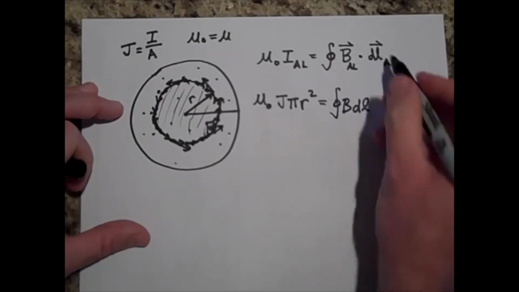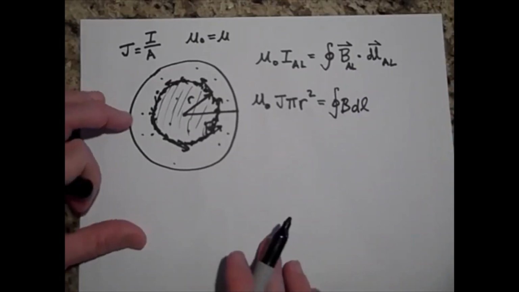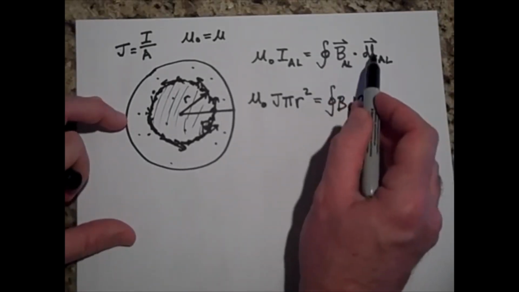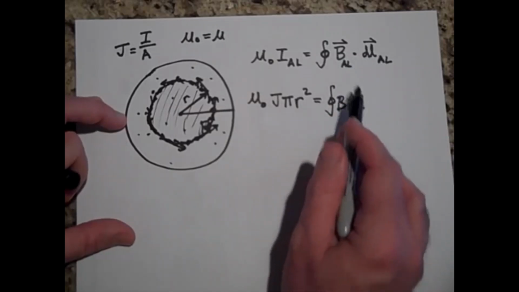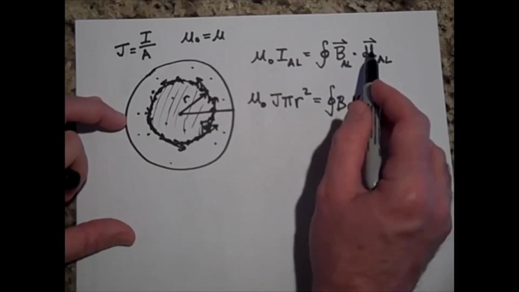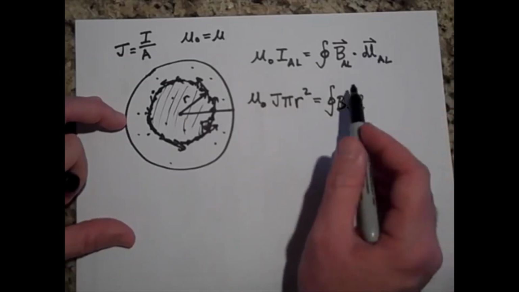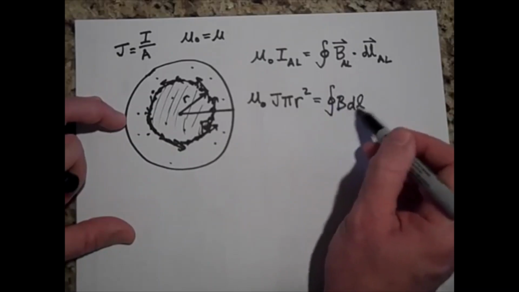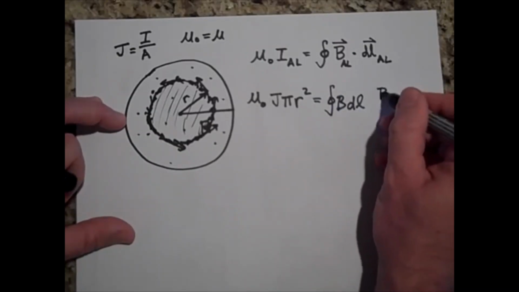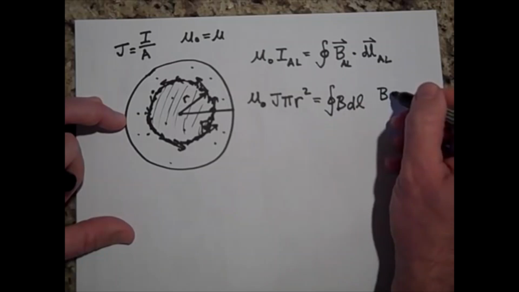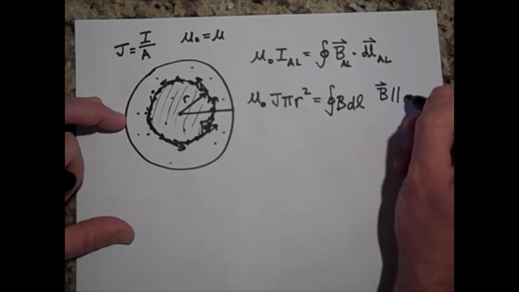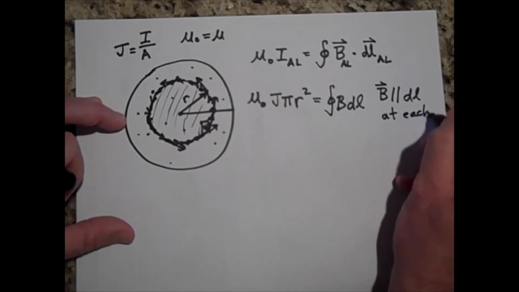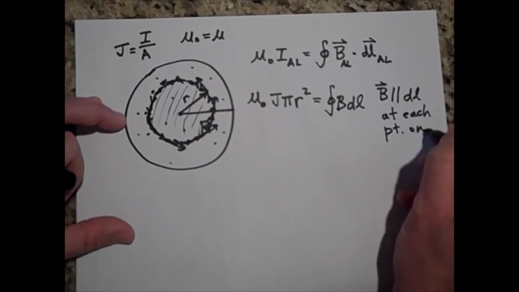So we just lost the dot product, because what is the dot product doing? It's taking the part of B that's in the direction of dl and then multiplying it by dl. So how much of B is in the direction of dl each time? Answer, all of it. And it does give you a scalar product, so that's why the dot product disappears there. And that's because B is parallel to dl at each point on the Amperian loop.